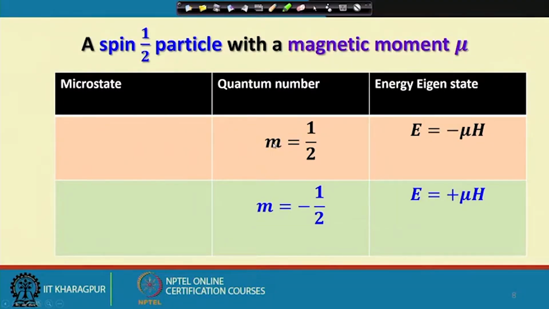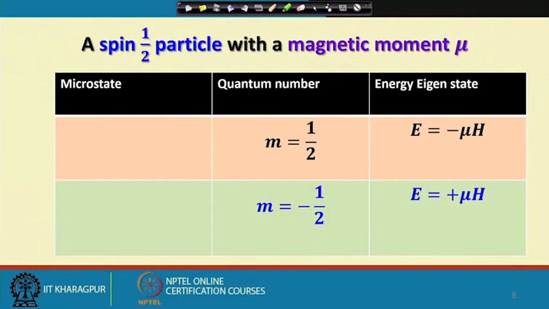So, the first example that we take is a very simple one. It is a spin half particle with a magnetic moment mu. Now, what is a spin half particle? This is a particle whose spin angular momentum can take up only 2 allowed values when it is present in the presence of an external field. So, typically solution of the Schrodinger equation tells you that the spin angular momentum under such cases will be either plus half or minus half of the basic spin angular momentum.